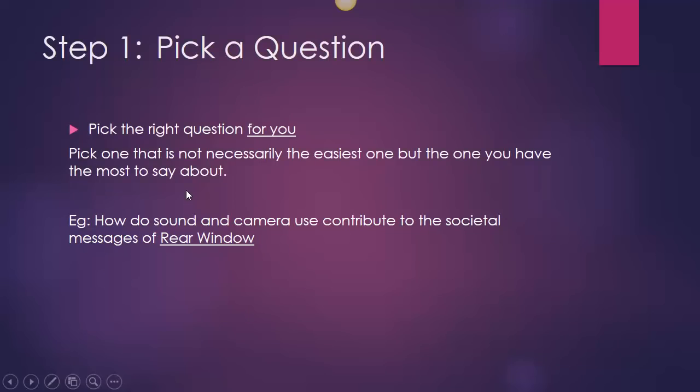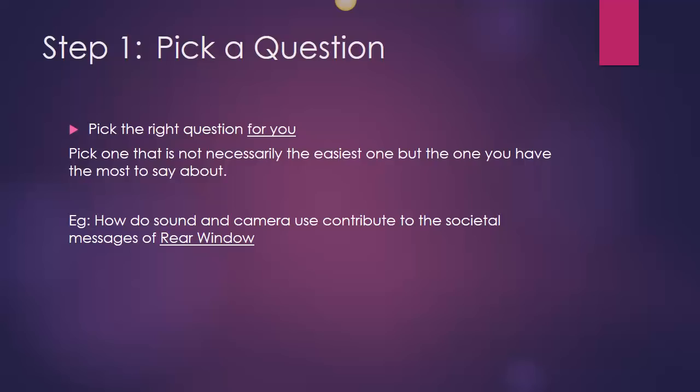Okay, so the first thing you need to do is to pick a question. Now you have to pick the one that is right for you. Don't pick the easiest question. I think lots of people go in going, oh, I'll pick this one because it's easy. It's easy, I know what it's talking about, it'll be fine. But with the easiest question, sometimes you don't have that third paragraph. You often fall into the trap of writing two pretty good paragraphs, but a pretty stretched third, and that's going to hurt you.